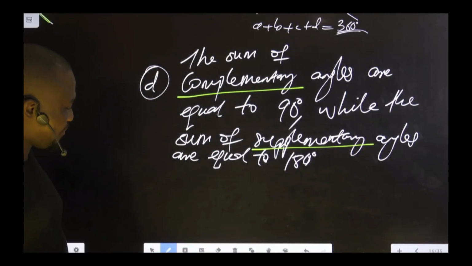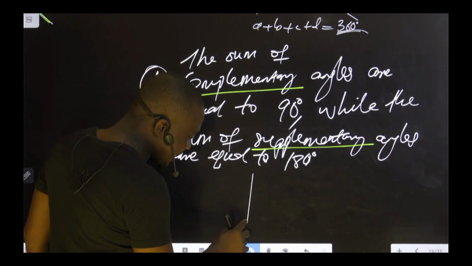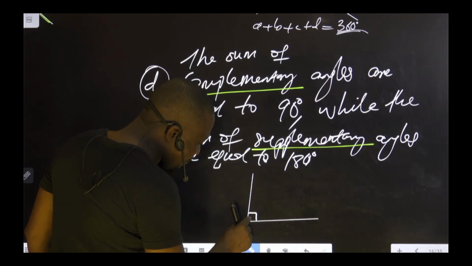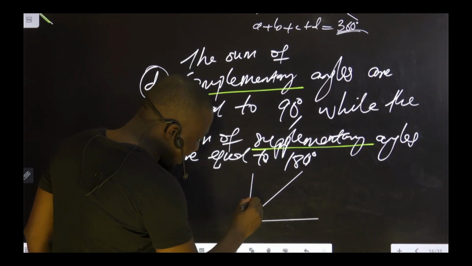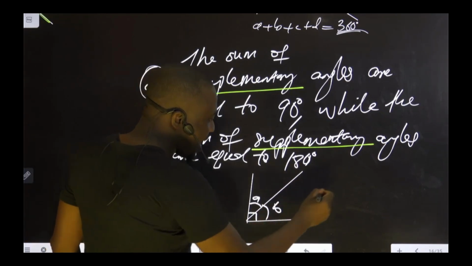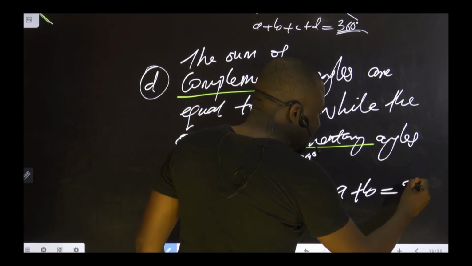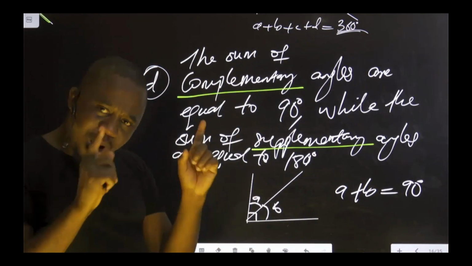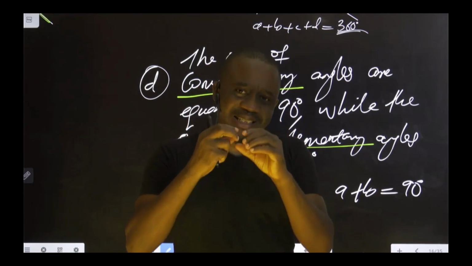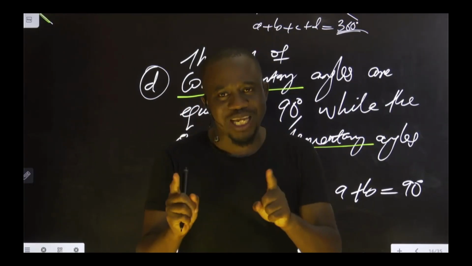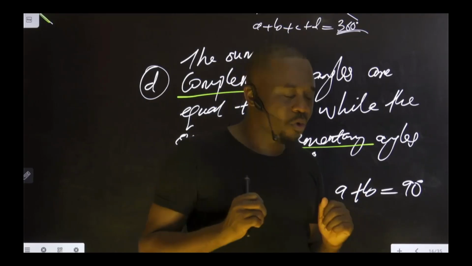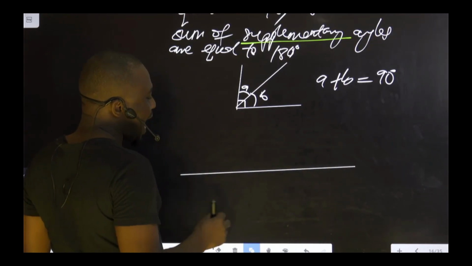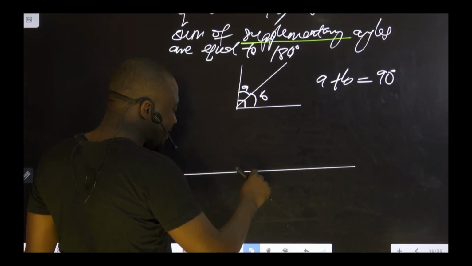What are the complementary? If this is a line, this is a line, I will say here is 90 degrees. If I take another line from here and I call here A, I call here B, A plus B, you agree with me, is equal to 90 degrees. So A and B are said to be what? Complementary. If you add two angles together and you arrive at 90 degrees, the two angles are said to be what? Complementary.